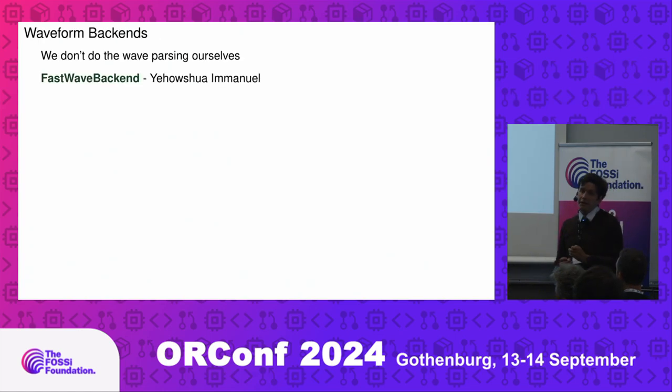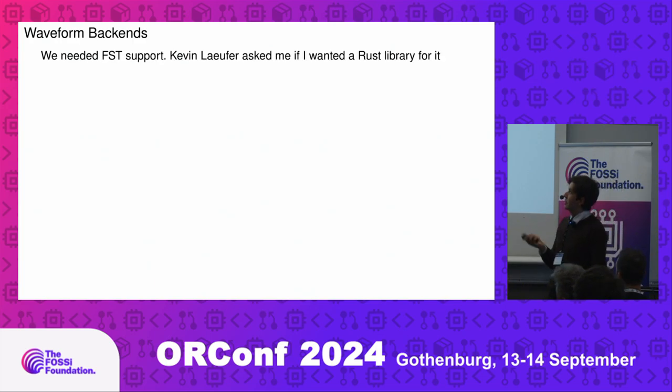One of the key dependencies we have is the backend for the waveform loading. So loading FST and VCD and all of that. Originally, we used a library called FastWave Backend by Yoshua Emanuel, which worked really well, but it only supported VCD. So we got a message from someone called Kevin Laufer, who's now at Cornell. He was at Berkeley at the time. And he said, hey, I want to write a FST library in Rust. Would you use it? And of course, we said yes.